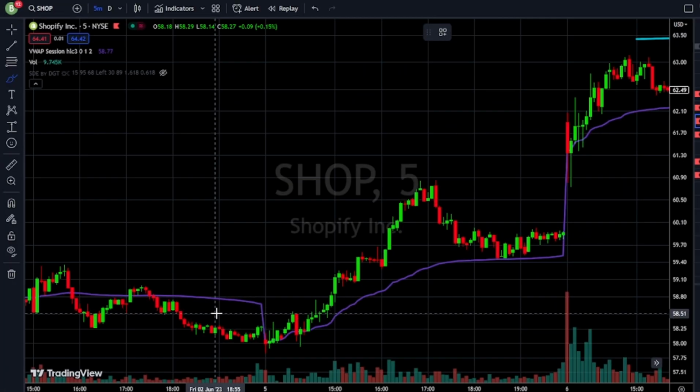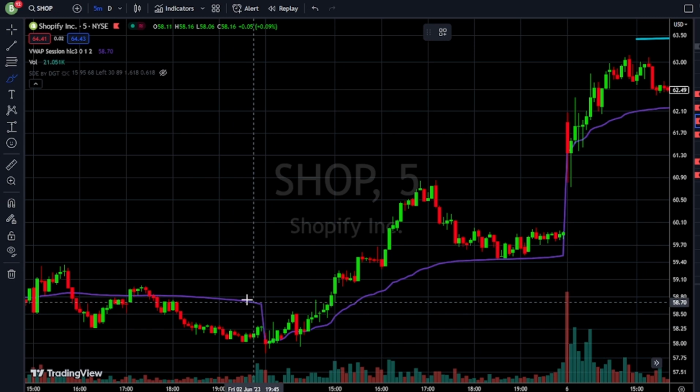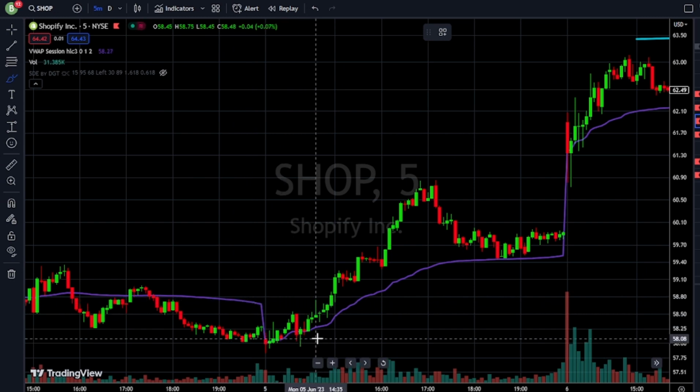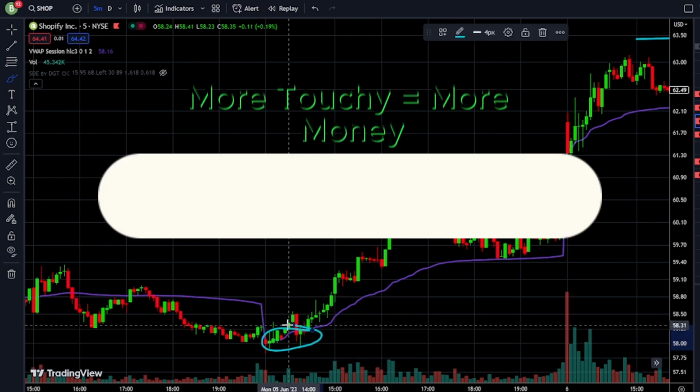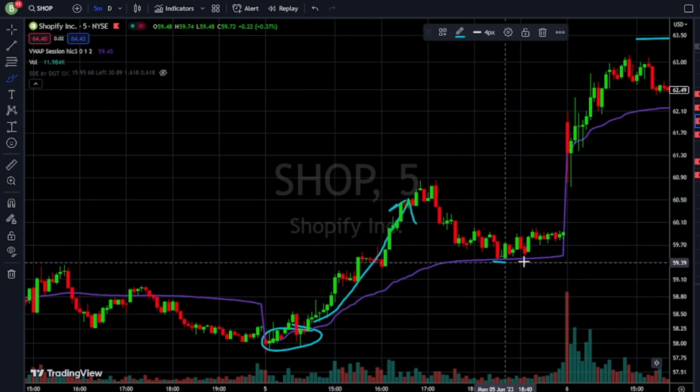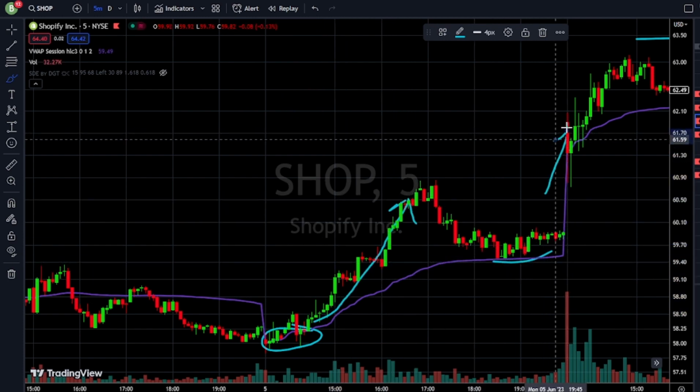When I look for entries, the key thing I want to see is stubbornness at the VWAP. What I mean by that is that we want to see multiple touches at or a little bit above our line where the orders get bought up immediately. You can see right here, there's multiple touches, and then it just continues straight up after that. It comes back down here, touches multiple times again, and gaps up the following morning.